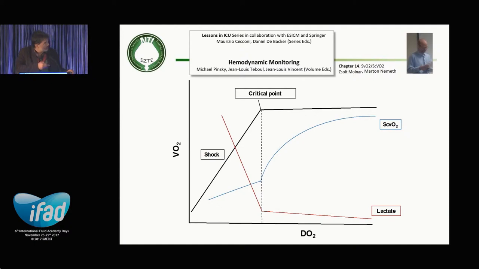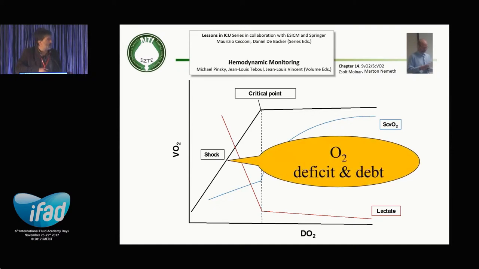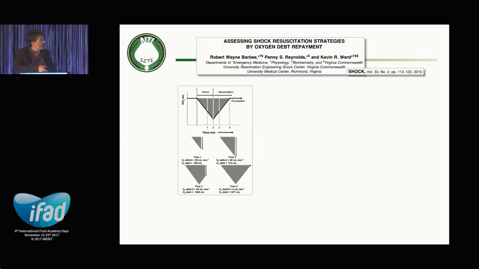But by and large, beyond this critical point, there are two things happening at the same time. One is oxygen deficit and the other is oxygen debt. And these two things are not identical. This is a very elegant animal experiment. Dogs were bled and then resuscitated. Now, the white arrows indicate oxygen deficit.